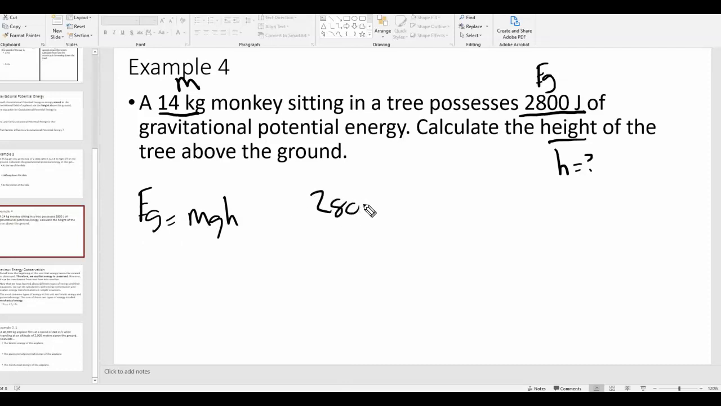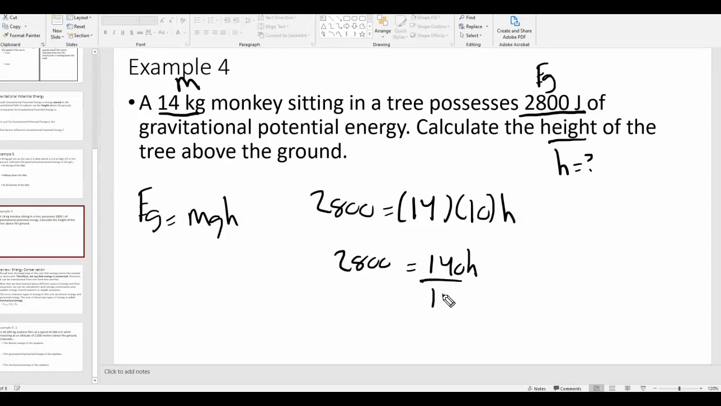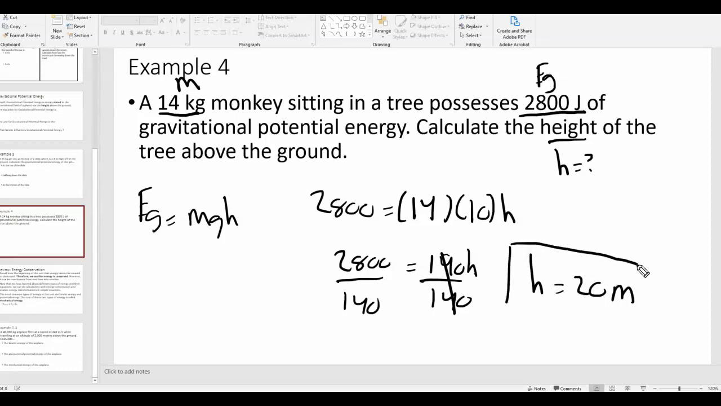Okay, so if you plug in for Eg, you get 2,800 equals the mass, which is 14. g is 10. Okay, then we have the height. I can simplify that. 14 times 10 is 140. 140 is multiplying the h, so I want to divide both sides by 140. Okay, and I get 20 meters. Okay, so that is the answer to example 4. Pause there if you need to look at that some more.